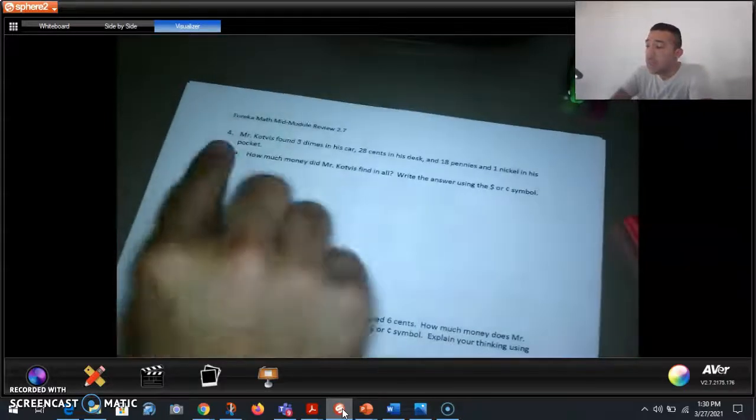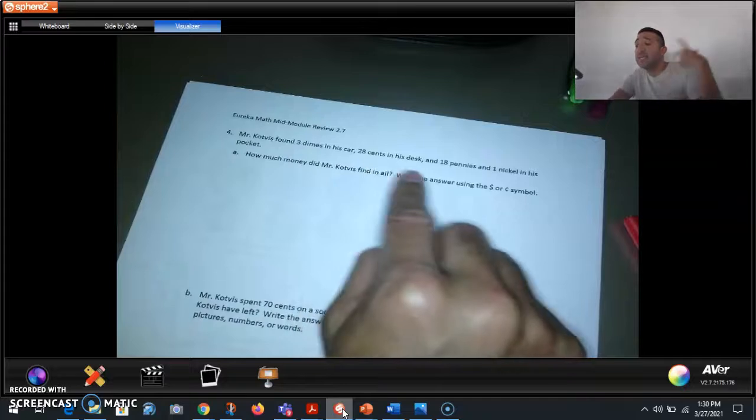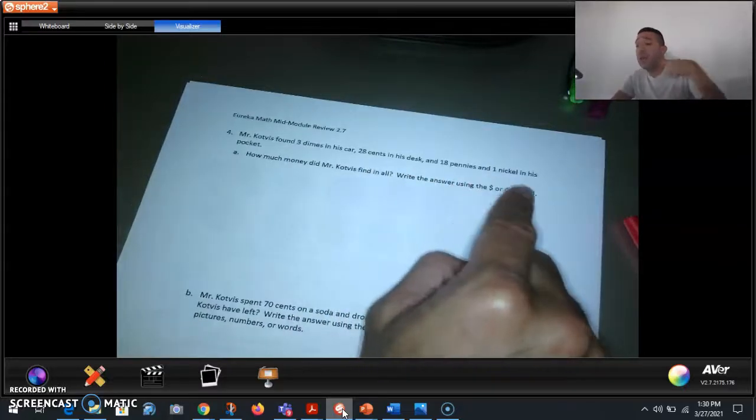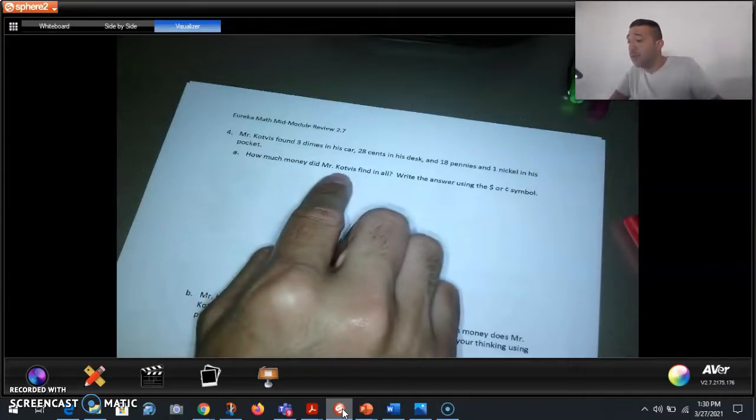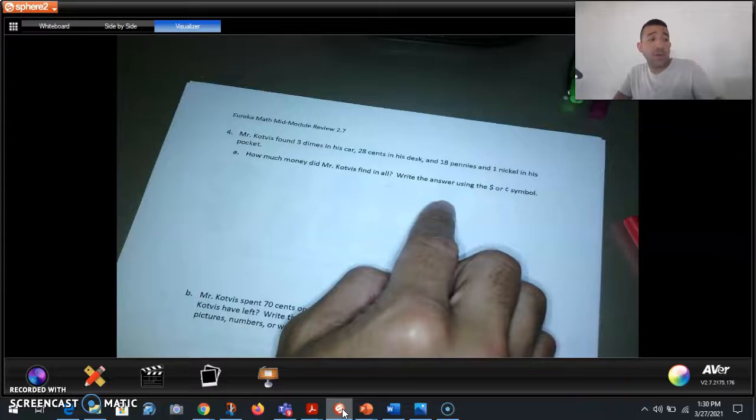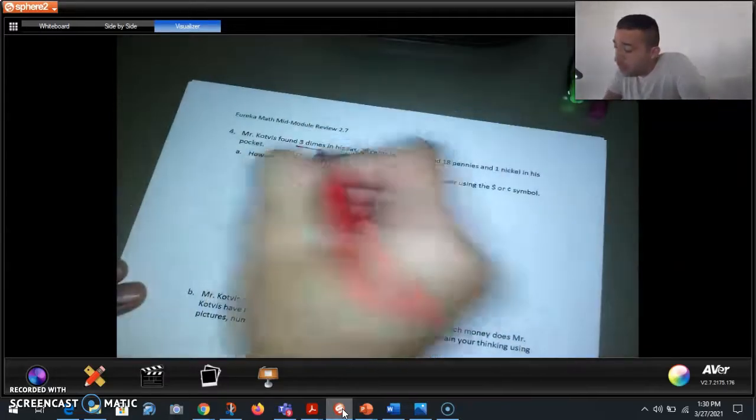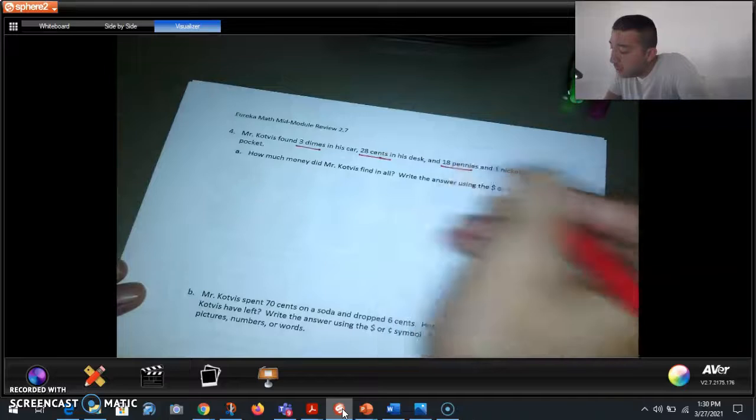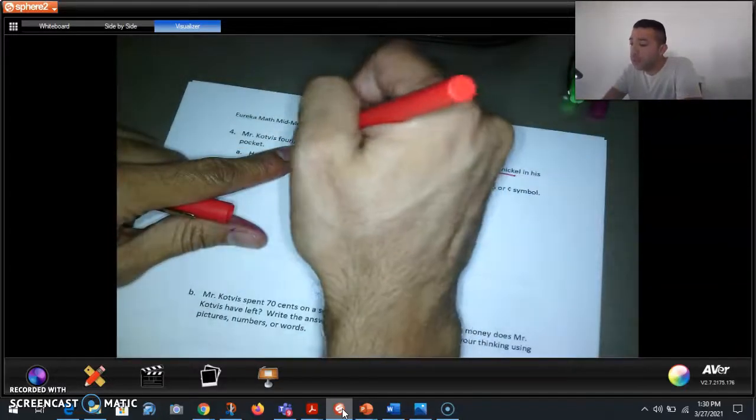So number 4 says, Mr. Cudvis found 3 dimes in his car, 28 cents in his desk and 18 pennies and 1 nickel in his pocket. Boys and girls, how much money did Mr. Cudvis find in all? So that means they want to know the total, right? They want to know the total of money that he found in his car, in his desk, and in his pocket, right? So we know that he found 3 dimes, 28 cents, and 18 pennies, 1 nickel in his pocket. How many dimes? So we know that the dimes are worth 10 cents.